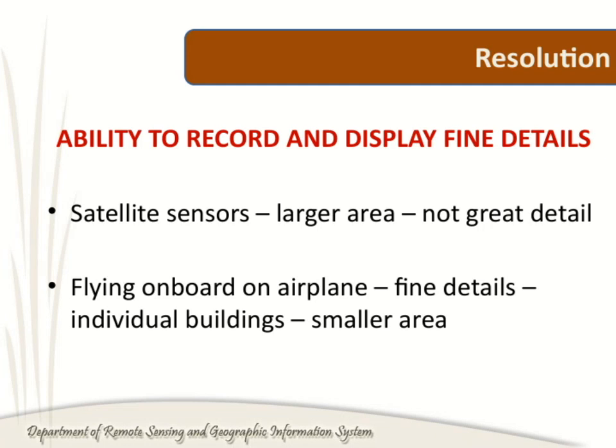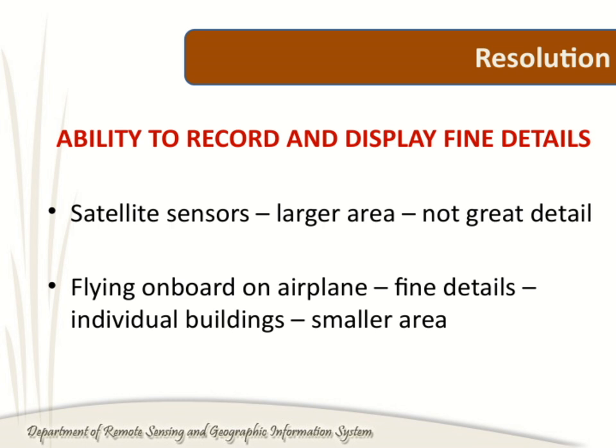Now, let's talk about resolution, which is essentially our ability to record and display fine details in images. When we use satellite sensors, they cover larger areas, but this means the level of detail we can see isn't very high. So, while satellites are great for getting a broad overview, they don't capture the smaller, more specific features very well. On the other hand, if we fly onboard an airplane, it allows us to focus on much finer details. For example, we can see individual buildings and smaller features on the ground. This higher level of resolution is ideal when detailed, specific information is needed.